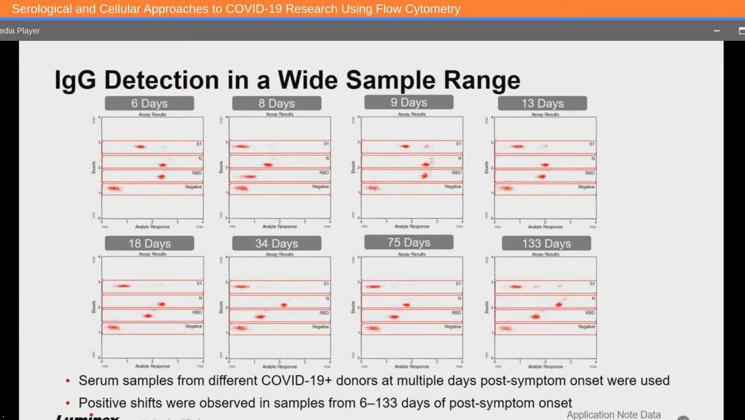One can see the IgG response also more visually. Here, response from serum samples from different donors is shown. The days on top of each sample indicate when the sample was drawn post first symptom. The data shows that there is response in samples even starting at 6 days and all the way up to 133 days in the samples studied. Thus, in each case, we can see a clear and distinct shift of populations being observed and identification of the samples as being positive by the assay.